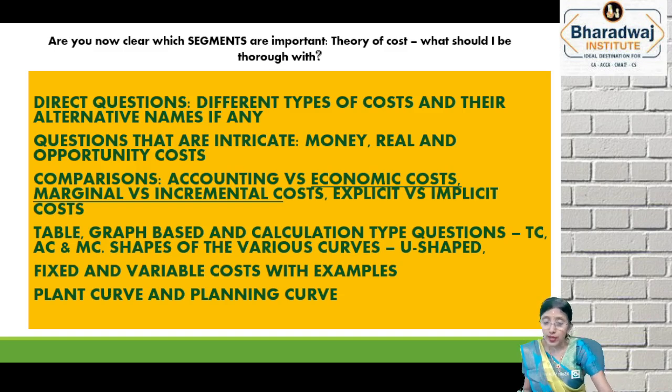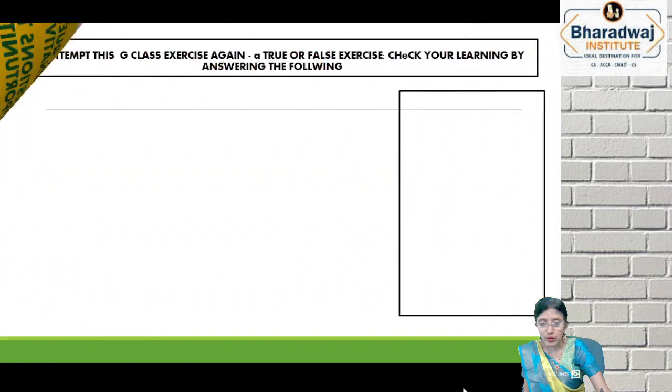Oh, you know that. Now, the next set, your table, graph and calculations, TC, MC, AC, very important. Shape of the various curves. Exclusively, we did a segment on that. Shapes of the curves itself. I think you understood that. And fixed and variable cost with examples, of course, we did again. Plant curve and planning curve, even the curves we have revised. Okay. Now, we will do some problems.